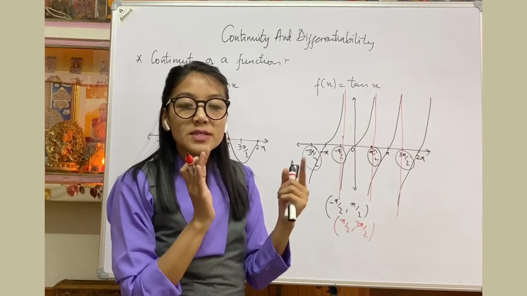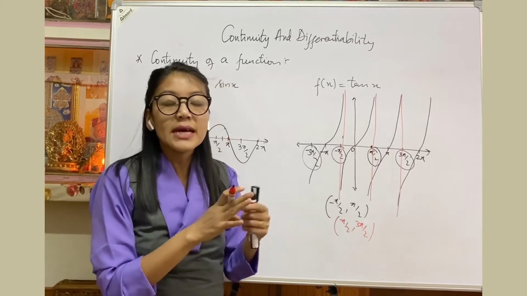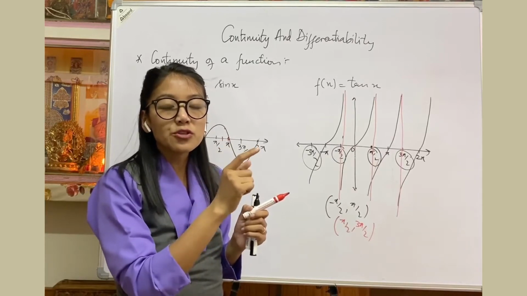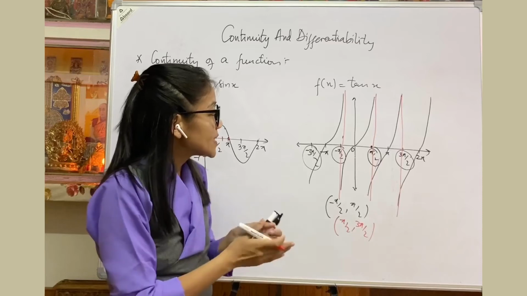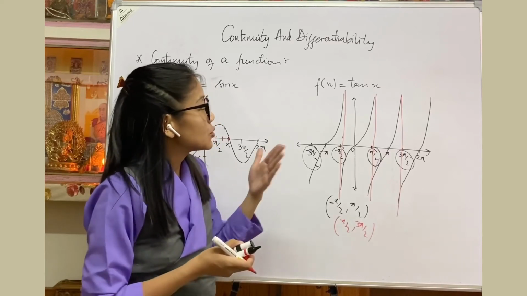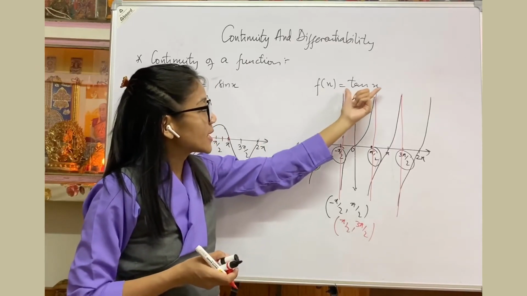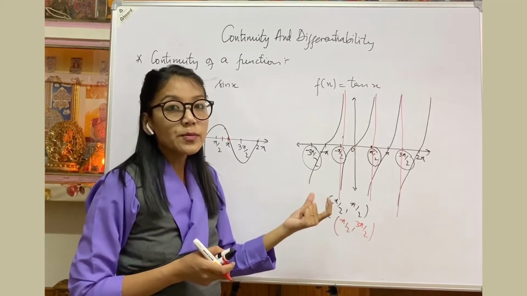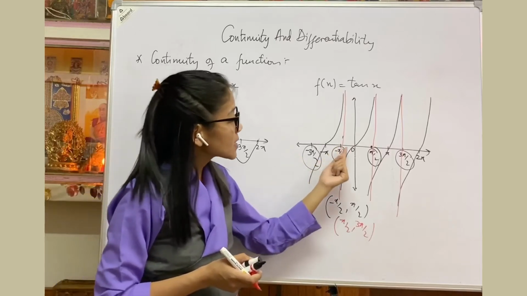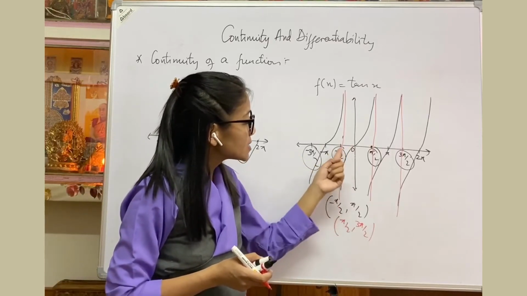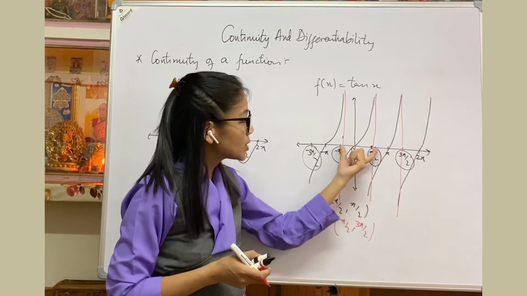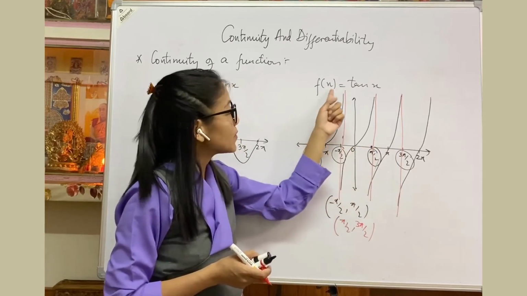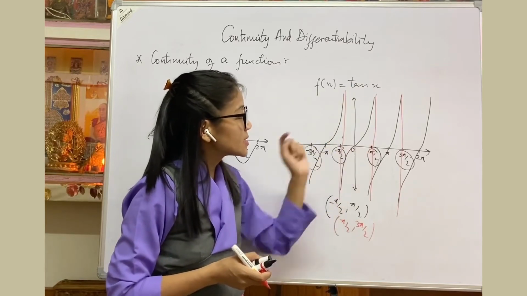If you are saying that the function is discontinuous, then it will be discontinuous at a point, which means the graph of the function will be broken at that point. So if I ask you, check whether the function tan x is continuous in the interval negative pi by 2 to pi by 2, what will be your answer? Yes, the function is continuous, because within the interval negative pi by 2 to pi by 2, the graph of the function is not broken anywhere within this interval. So the function tan x is continuous in this interval.